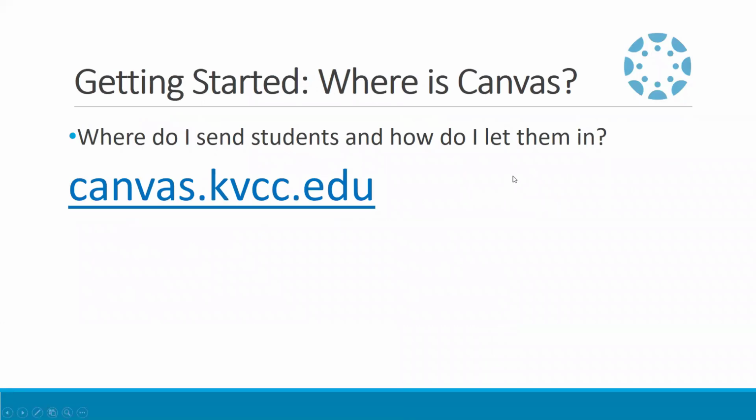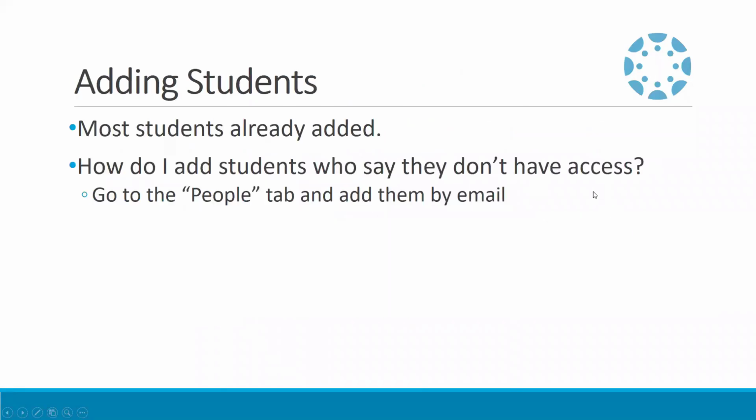So where is Canvas? Like I just showed you, it is at this convenient link, canvas.kvcc.edu. It is also in your My Valley. As a side note, most of your students, if you log into Canvas right now, which I would encourage you to do, you should see empty shells of all of your winter 2020 classes already waiting for you. You should also find in those classes all of your students already enrolled. Now, they cannot see anything. Theoretically, they should not be able to see anything in your Canvas classes until you hit the magic publish button, and I'm going to show you that.